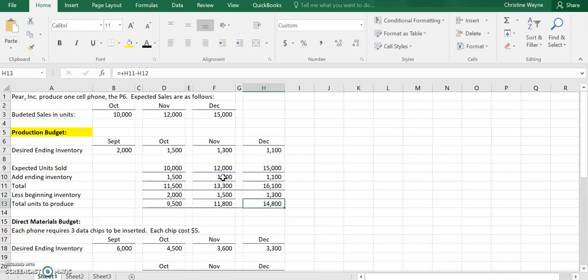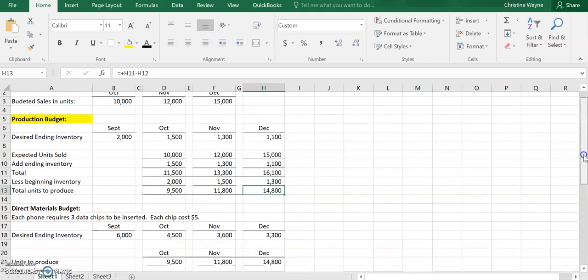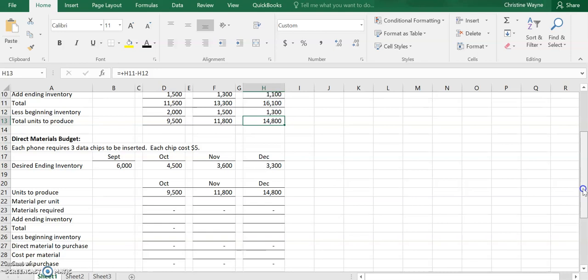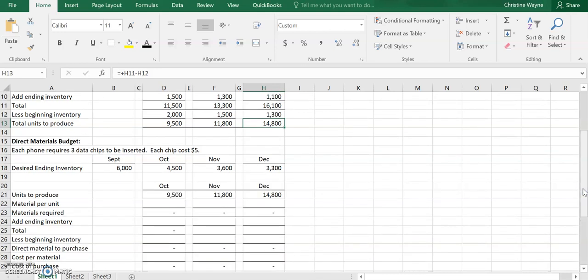And remember, this is just a simple formula. How many do I expect to sell? What are my ending inventory requirements? How much is that total? Then I'm going to subtract out how much I already have to get how much I have to produce. Once I know how much I have to produce, I can bring those numbers down to see how much I need to buy and look at my direct materials budget.